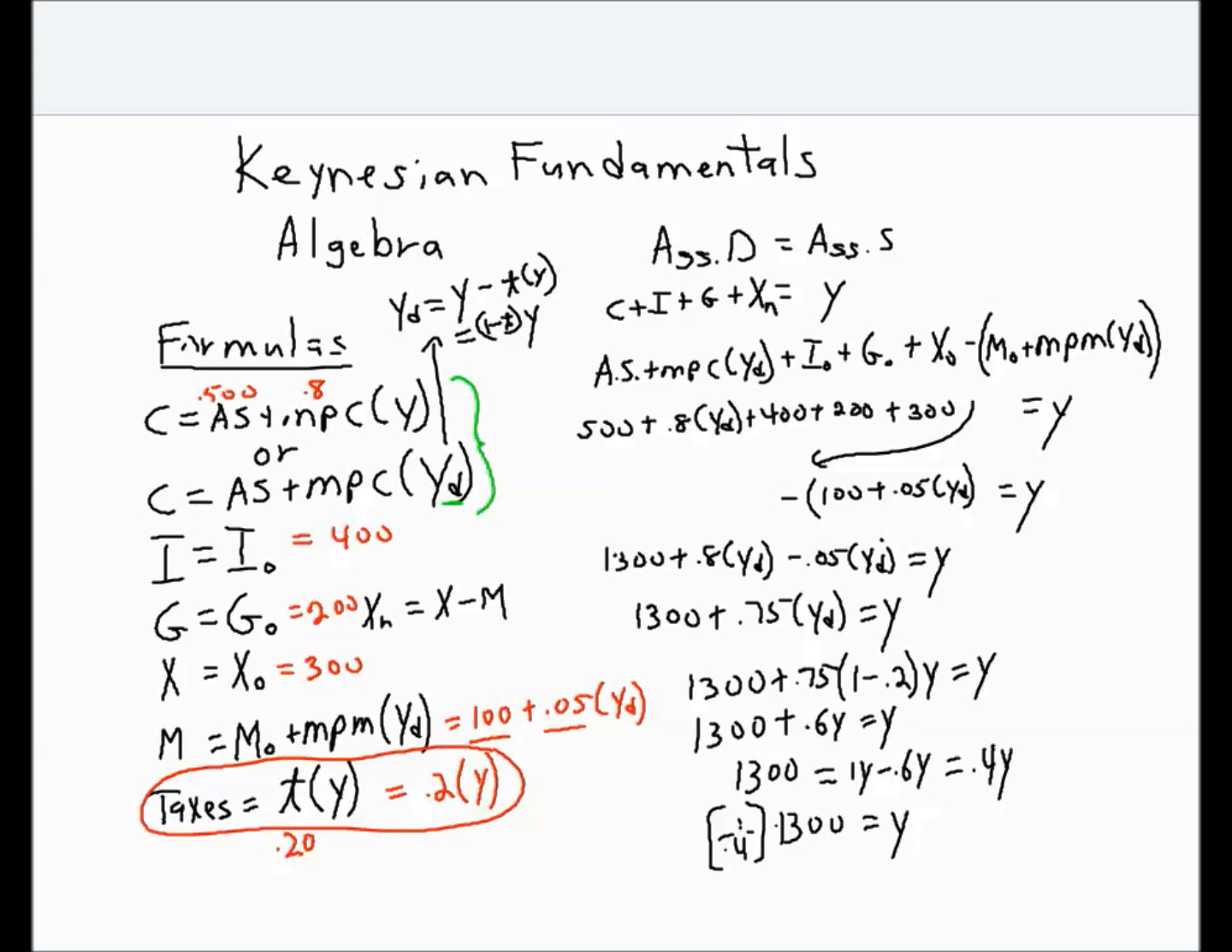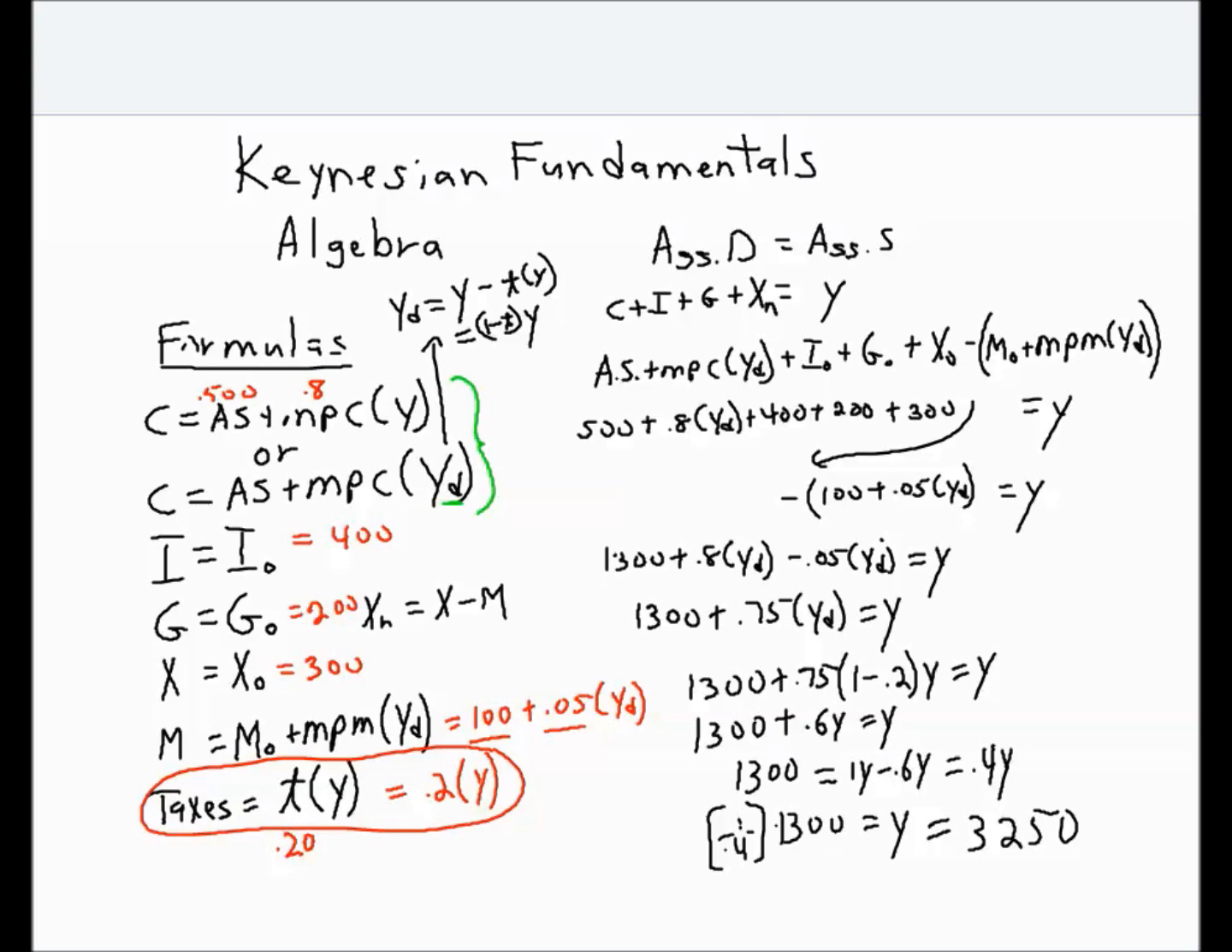And now, when I do that on my calculator, 1300 divided by 0.4, I get Y is 3,250. I'm kind of out of space, so I'm going to write it right here. Y is equal to 3,250.